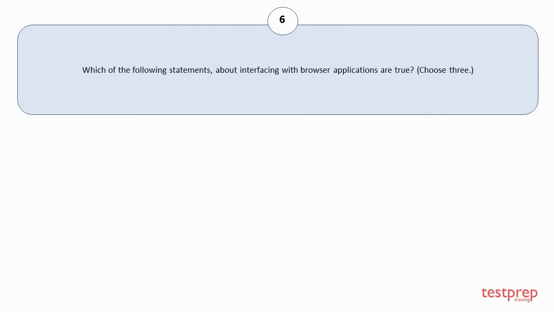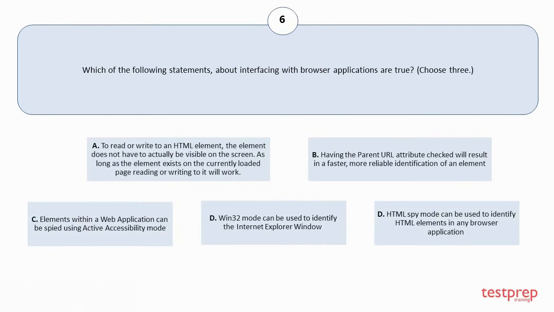Which of the following statements about interfacing with browser applications are true? Choose 3. Your options are: A. To read or write to an HTML element, the element does not have to actually be visible on the screen. As long as the element exists on the currently loaded page, reading or writing to it will work. B. Having the parent URL attribute checked will result in a faster, more reliable identification of an element.